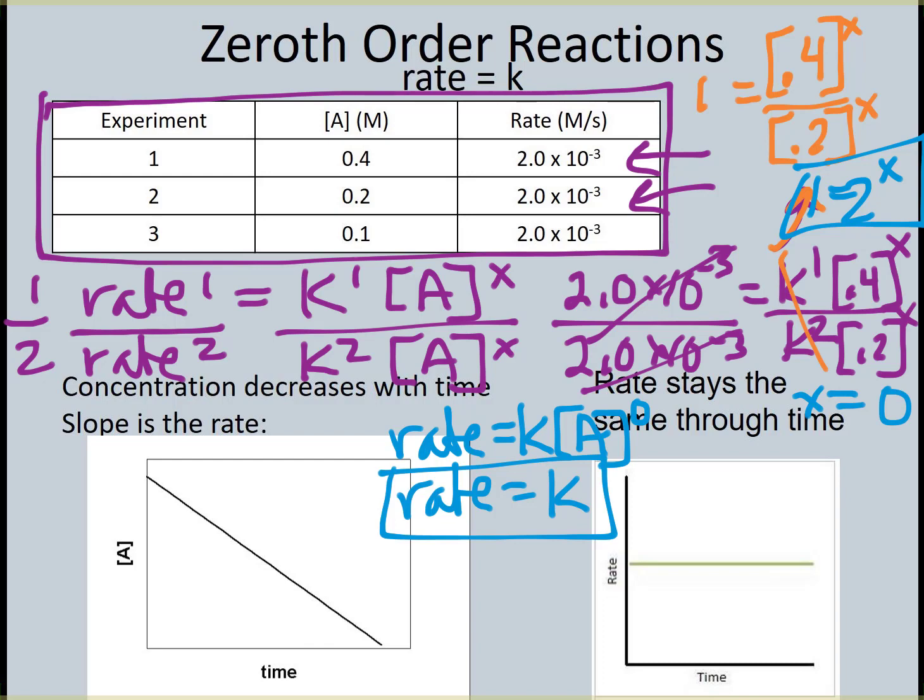So in a zero order reaction, the concentration decreases with time, and the slope is the rate. And if you were to graph rate versus time in a zero order reaction, the rate would just stay steady. And that's one thing that you can see, that it doesn't matter what my concentration is, my rate is always the same. So it doesn't matter what A is, I'm always going to get the same rate, 2 times 10 to the minus 3. So that's a couple different ways to spot a zero order reaction. Go ahead and do this math, which I encourage you to do every single time. And also just notice that the rate doesn't change, no matter what you do to the concentration.